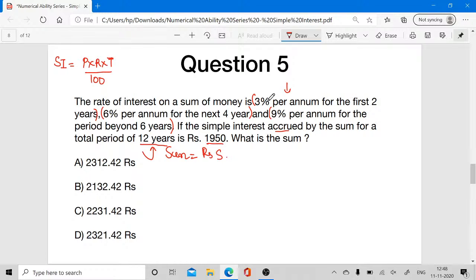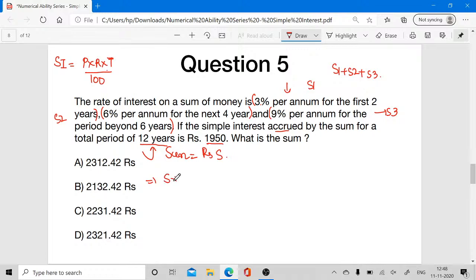So what do we do here, right? This is S1, this is S2, and this is S3. Yes or no? What should I do here? I have to do S1 plus S2 plus S3, right? This is my formula. So for the first, what is the rate of interest? It is 3%, right? So let the sum be S.